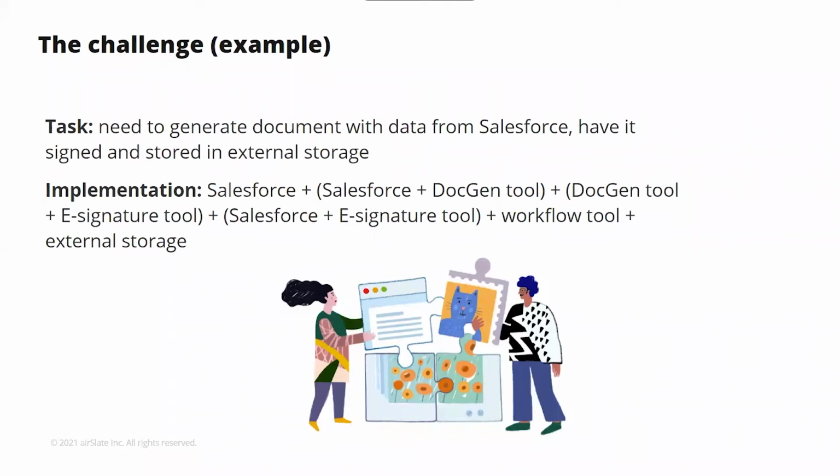But if you are using multiple solutions that are not natively integrated with each other, this becomes a very cumbersome task, because think about when you need to install a document generation tool and you need to configure that. Then you need to install a signature tool and you need to configure that too. Then you need to configure some link between the two so that they can exchange the data. And then you need to select some workflow tool to take the signed file and push it to your external system.